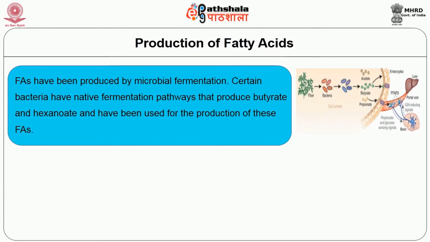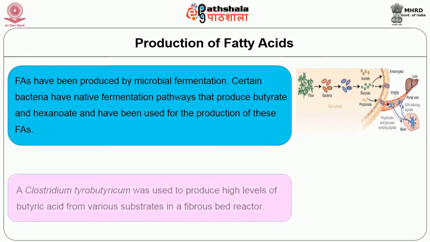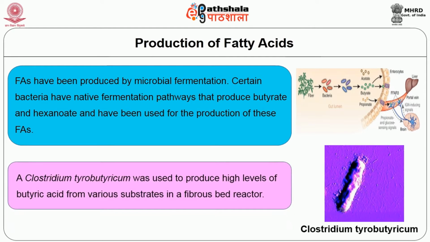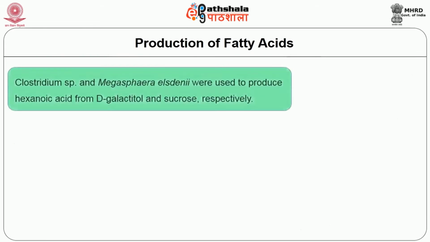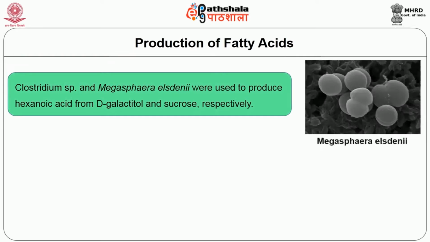Certain bacteria have native fermentation pathways that produce butyrate and hexanoate and have been used for the production of these fatty acids. Clostridium tyrobutyricum was used to produce high levels of butyric acid from various substrates in a fibrous bed reactor. Clostridium species and Megasphaera elsdenii were used to produce hexanoic acid from D-galactitol and sucrose respectively.